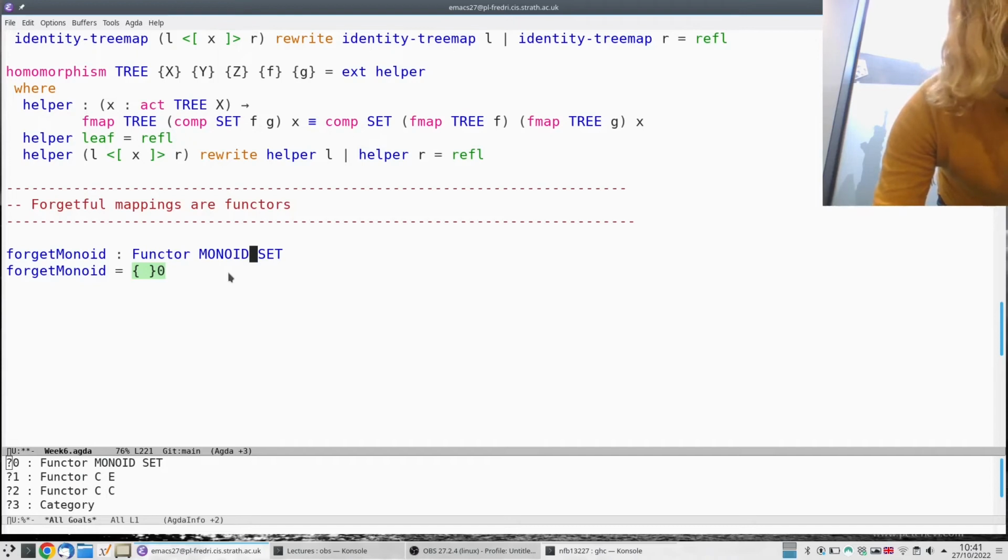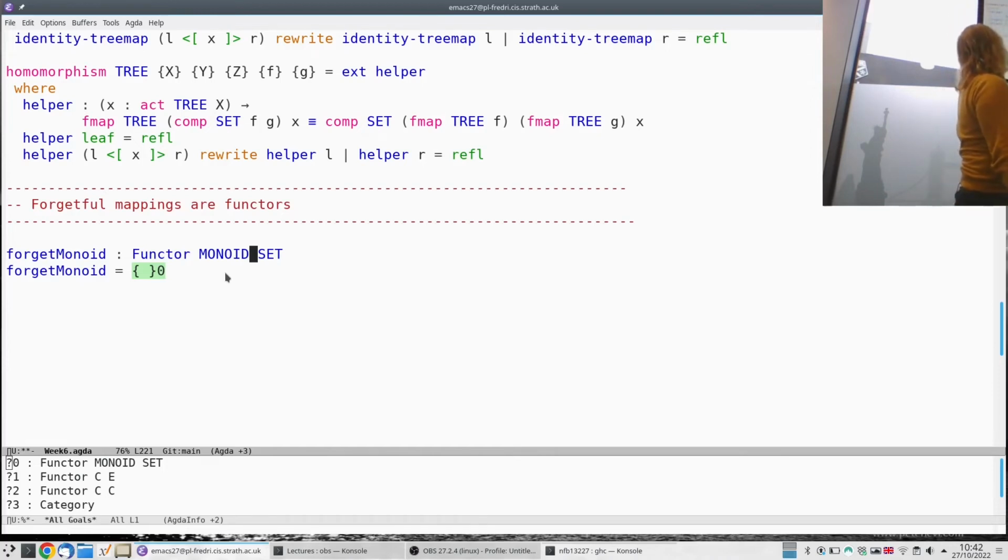You mean a type class in Haskell? Yeah, there is something similar. It's called instance arguments, but let's not go into that. Let's not go there. So here we are just giving concrete functors.